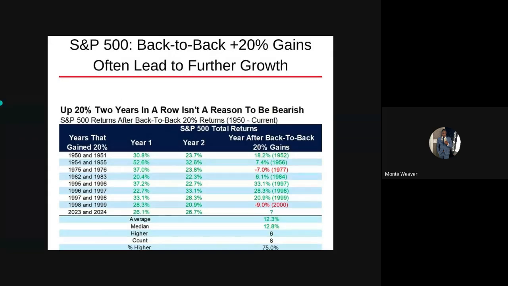Next, S&P 500, back-to-back 20%+ gains often leads to future growth, right? I'm data-driven, so you have to go back and look at data to give you an idea. Going back to what I've said before, you have to have an idea, create a hypothesis, then you have to do research, then you have to get the data. This is the data. After that, you can make a calculated bet using probabilities, risk to reward ratios, and risk management, right?